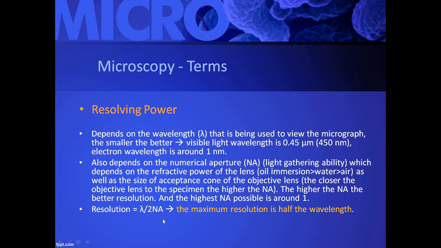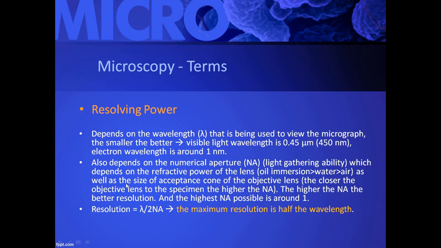About numerical aperture, what you have to know, numerical aperture is the light gathering ability of the microscope. This is dependent on the lenses used in that microscope, the refractive power or the focusing power of that lens. We can increase that power by using oil immersion or even water. Air has the lowest refractive power, then the water more, and the highest is oil immersion, which increases the refractive power of the lens. Also, numerical aperture depends on the size of acceptance cone of the objective lens.